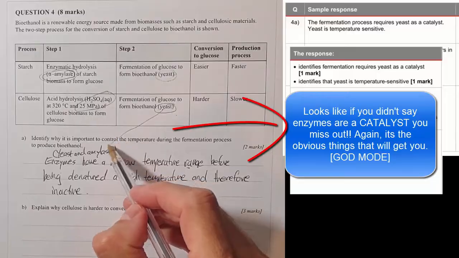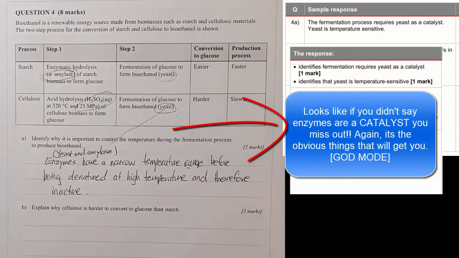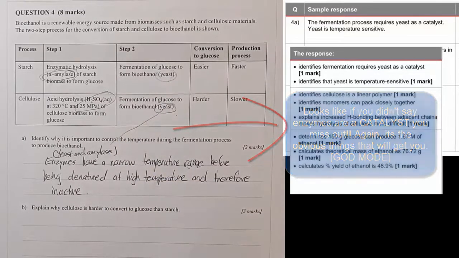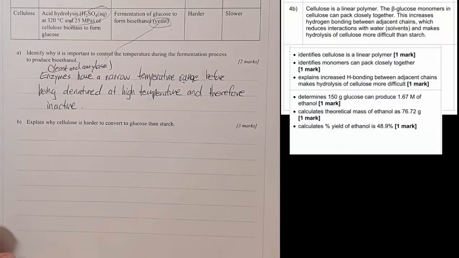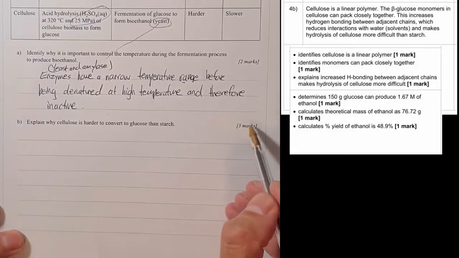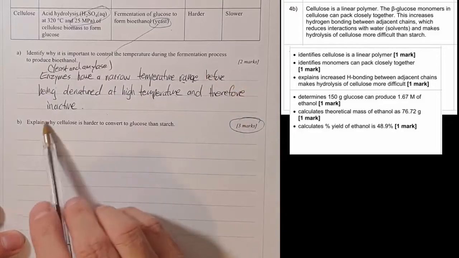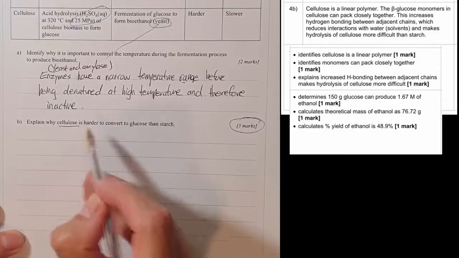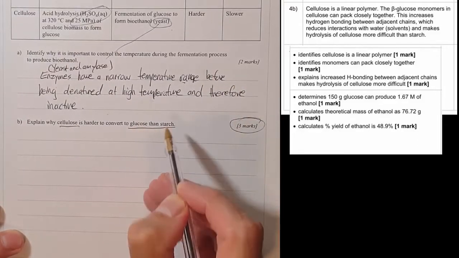I guess they're just going to know that they are enzymes that are in the yeasts. So just double checking that. So explain why cellulose is harder. Again, this is the scary ones. That's a bit scary too. Explain why cellulose is harder to convert to glucose than starch.